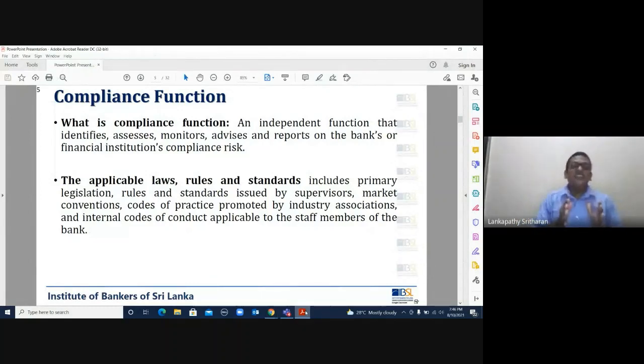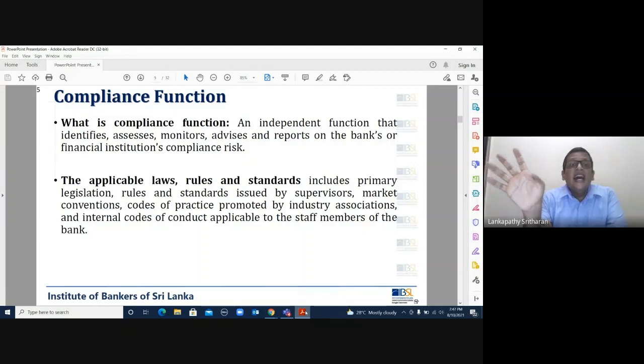Likewise, the compliance function has not 4 but 5 steps. First is to identify the compliance risk, assess the compliance risk, monitor the compliance risk, advise on the compliance risk, as well as report the compliance risk. So these 5 steps are included in the compliance function of a bank and financial institution. We will discuss identifying, assessing, and monitoring in detail in the next slide. For the time being, just have an idea that the compliance function is an independent function that identifies, assesses, monitors, advises and reports on the bank's and financial institution's compliance risk.